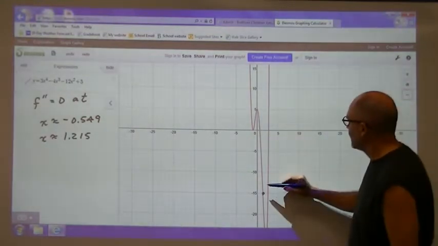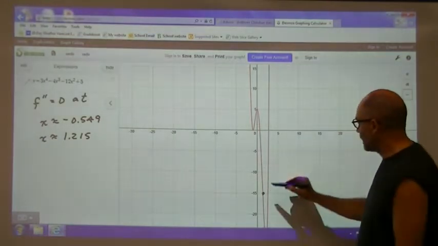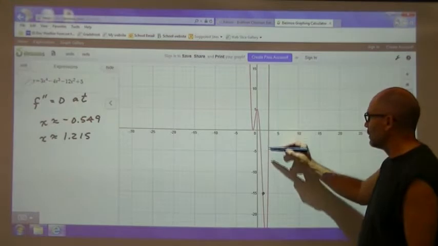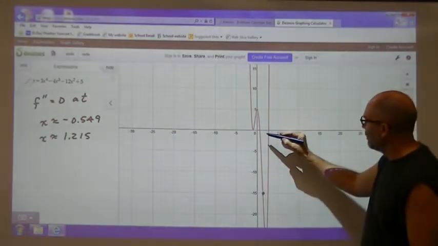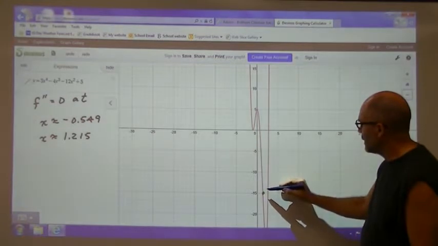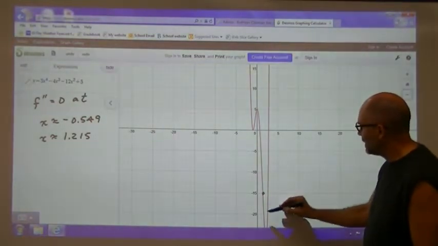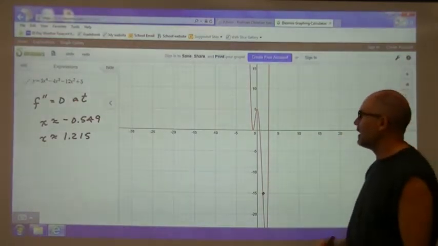So notice it's concave downward to the left of that point, and it's concave upward to the right of that point. Now this is really difficult to tell just by eyeballing this function, but it's getting steeper and steeper till you get to right here, and then it starts to shallow out and get not as steep till it makes the minimum and then heads upward.